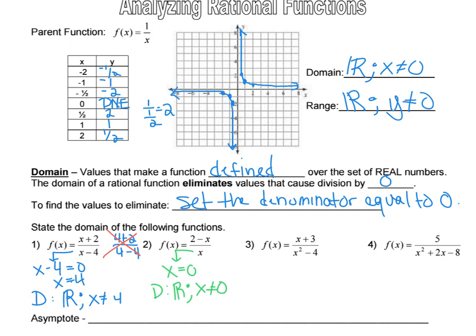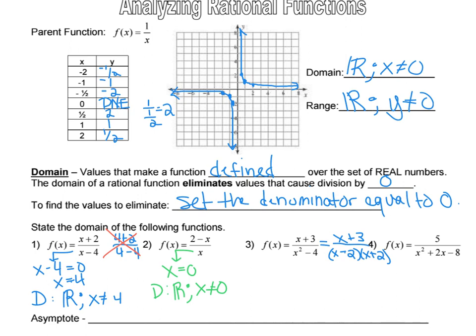Actually, it's impossible. For number 3, we don't actually just start by taking the bottom and setting it equal to 0. One thing you have to keep in mind about rationals is factoring first. So x plus 3 can't factor on top, but the bottom is x squared minus 4. That's a difference of squares. So the square root of x squared is x, and the square root of 4 is 2, so it's x minus 2 times x plus 2.